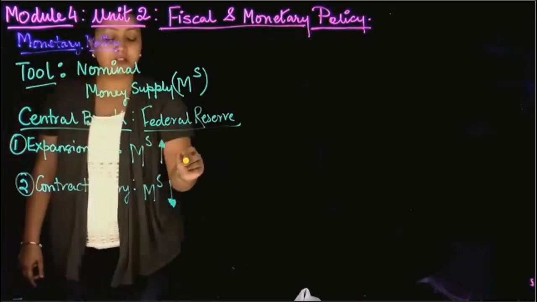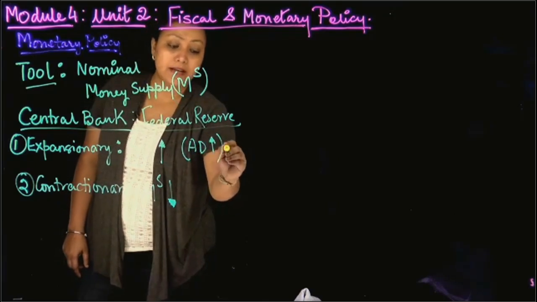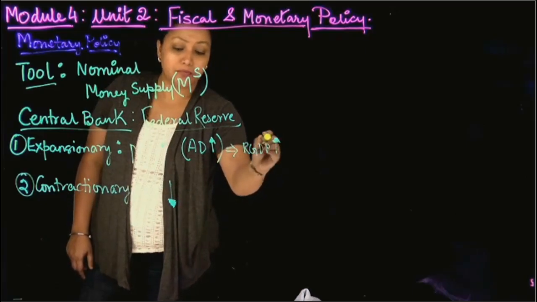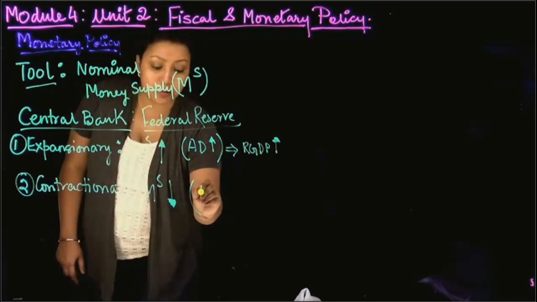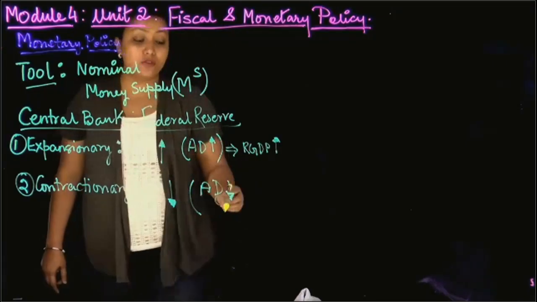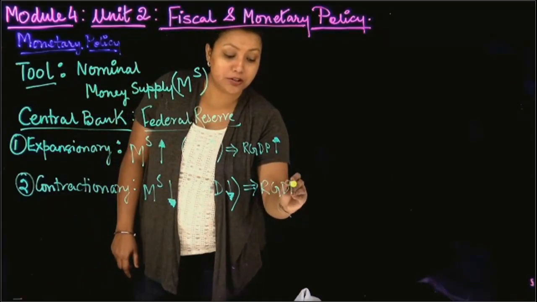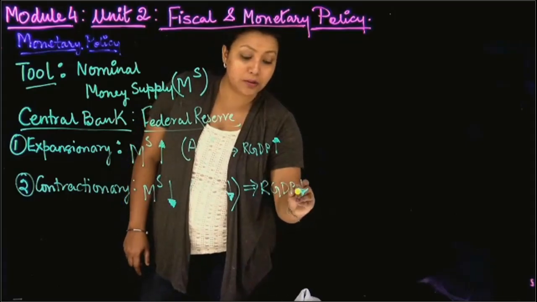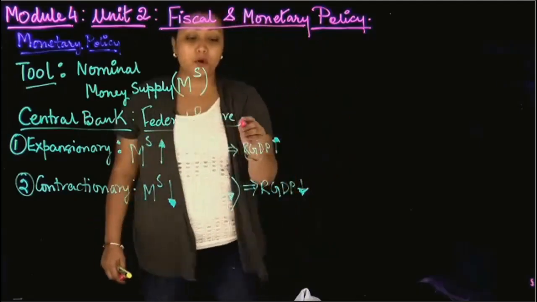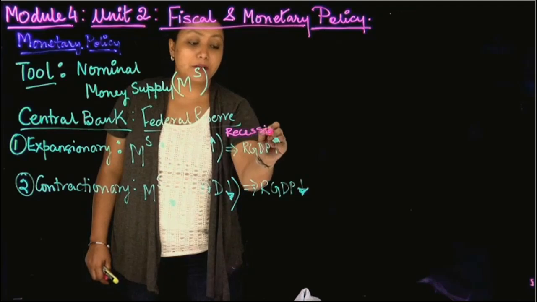Now, whenever there is an increase in money supply, the aggregate demand goes up or shifts right, and as a result of that, the real GDP increases. And in case of a decrease in money supply, or contractionary monetary policy, the aggregate demand goes down or shifts left, as a result of which the real GDP decreases. So based on this connection, you can understand that the expansionary monetary policy would be appropriate in case of a recessionary gap in the economy.